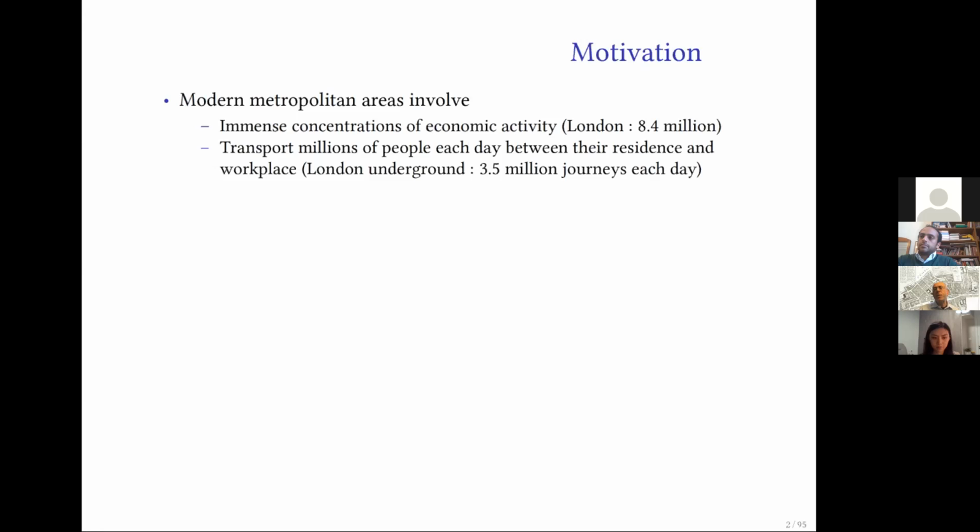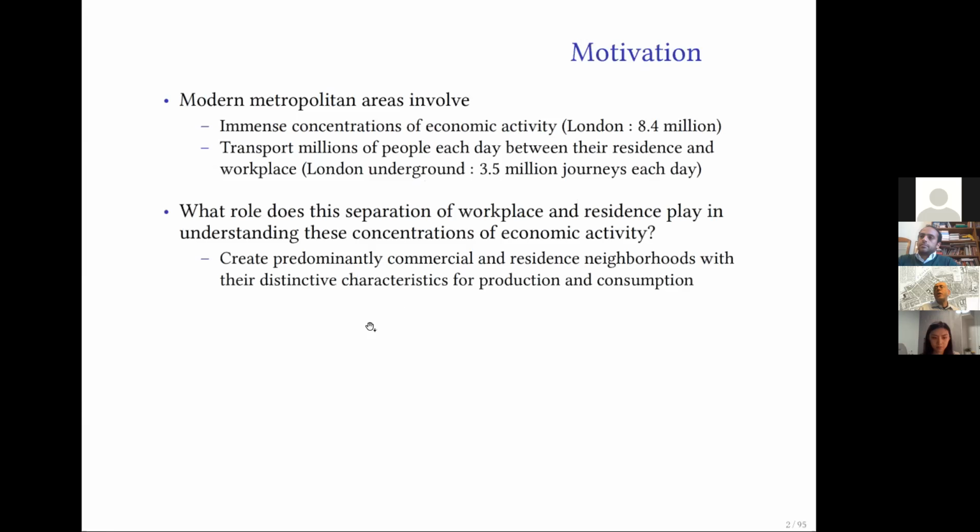So, sort of amazing movements of people around these modern metropolitan areas. The thing that motivated us in this project was really trying to understand what role the separation of workplace and residence plays in understanding these concentrations of economic activity. It's obviously only because we can separate workplace and residence that we can create dense concentrations of employment districts and potentially realize agglomeration economies from concentrating economic activity together there.